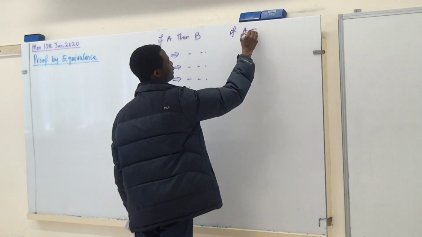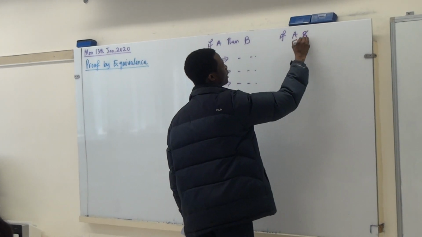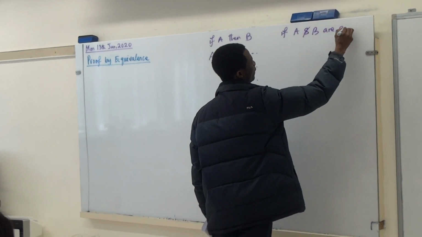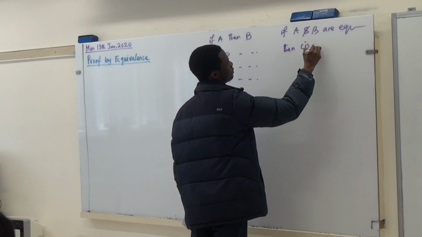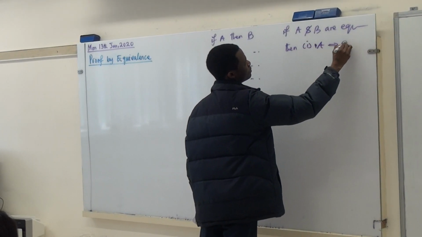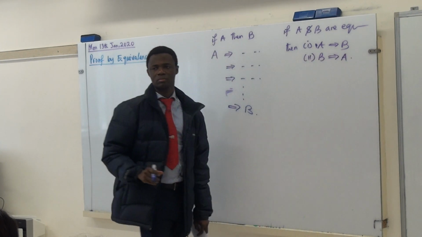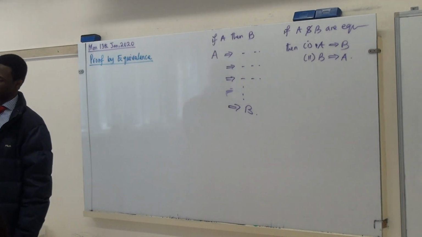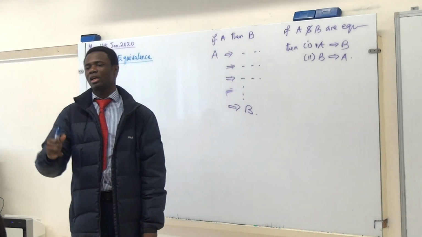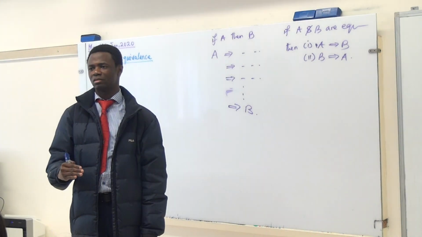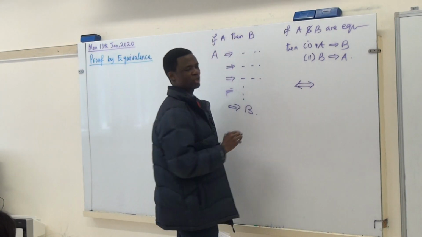If A is equivalent to B, if A and B are equivalent, let me put it that way, then A implies B and B implies A. Okay? But rather than prove the first side and prove the second side, we can actually prove both of them together using this symbol, equivalent to.